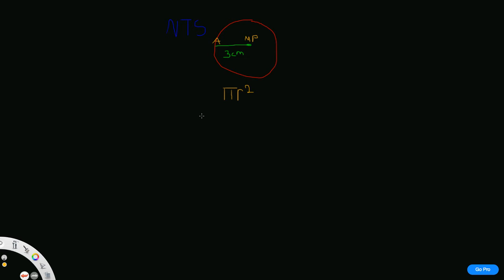Now, the second step is to substitute all the numbers into the formula. Like I said previously in the video, we will be using 3.14 for pi times r, and r is the radius, which is the length from point A to the midpoint, squared, which is a number times itself.